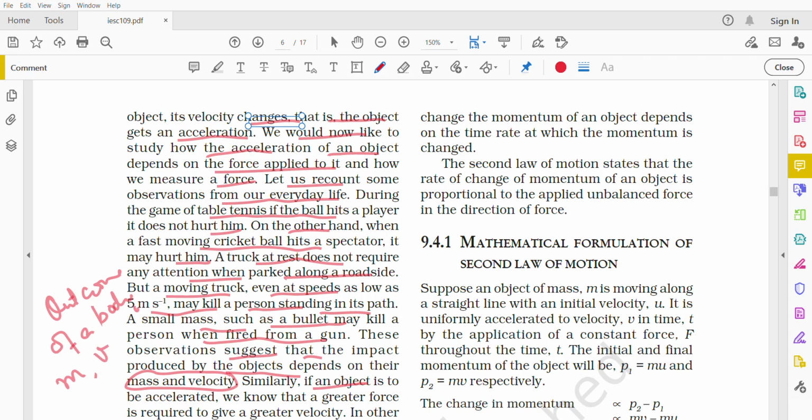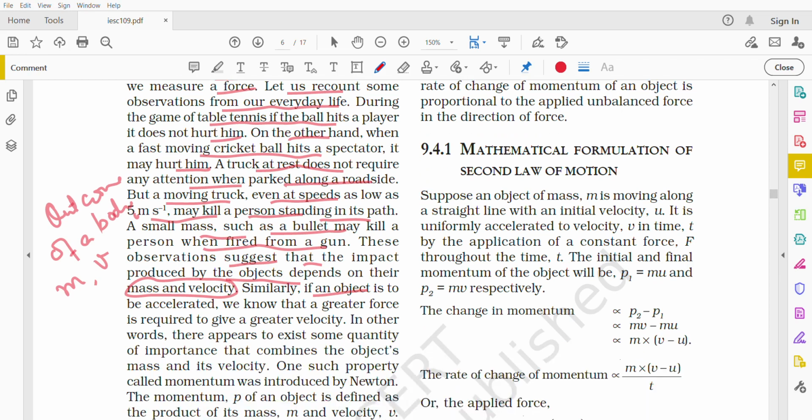Similarly, if an object is to be accelerated, we know that a greater force is required to give a greater velocity. Obviously, in order to give more velocity, you need more force on it. In other words, there appears to exist some quantity of importance that combines the object's mass and its velocity. This property is known as momentum. So momentum is represented by a small p, and it is equal to the product of mass and velocity.